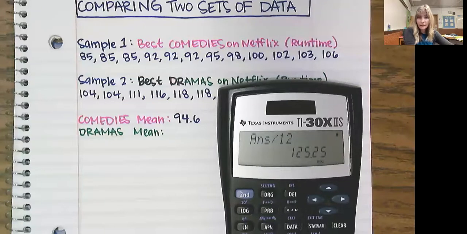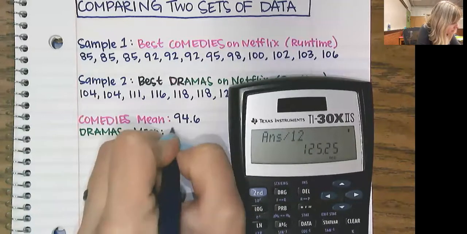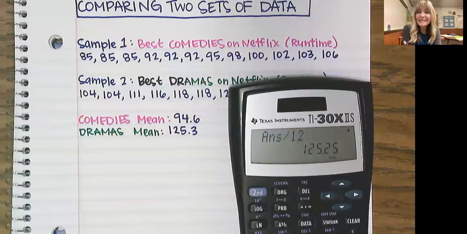This is what I got. I added them all up, and then I took that answer and divided by 12. So I'll round to the nearest tenth like I did with this one. The dramas mean is 125.3. Right away, does this value here support the idea that dramas are longer?